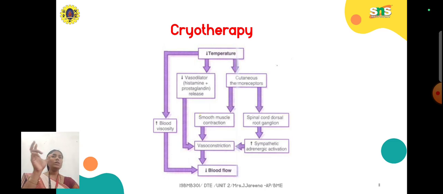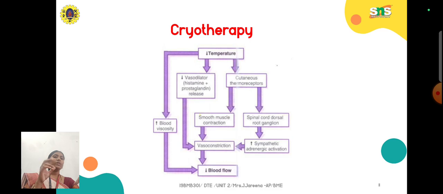So these are the means by which we decrease vasodilation and initiate vasoconstriction. One is through the vasodilator signals, that is histamine or prostaglandin signals, which are reduced, reducing the vasodilation. In another way, we have the cutaneous thermoreceptors, which give signals to the spinal cord through specific nerves. Those nerves increase the sympathetic activity as instructed by the brain. This sympathetic activity initiates the vasoconstriction, along with other inputs like smooth muscle contraction. All of this will decrease the blood flow.